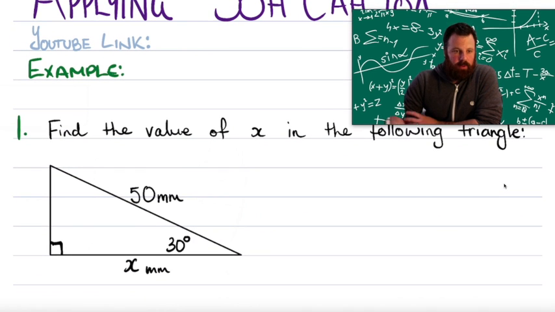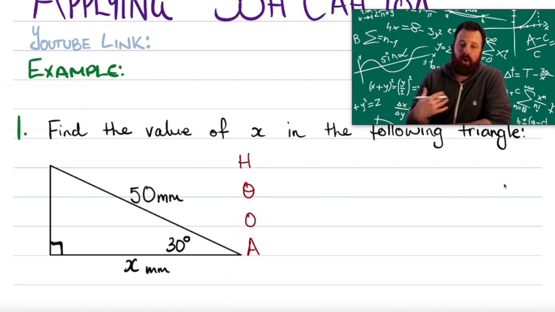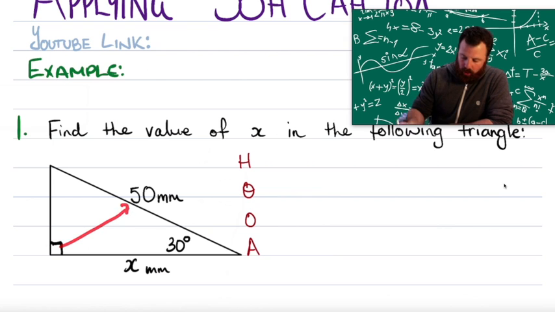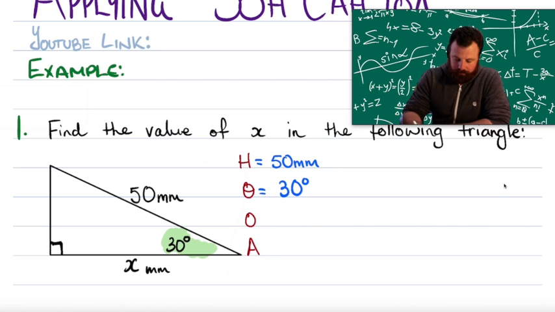Well, to start off with, like all our other questions, we're going to set up our structure. We need to know the hypotenuse, our reference angle, the opposite side, and the adjacent side. Remembering that our hypotenuse is always going to be opposite the right angle. So our hypotenuse is 50 millimeters here. Our reference angle that we've been given, we've been asked to look at 30 degrees. So our reference angle is going to be 30 degrees.